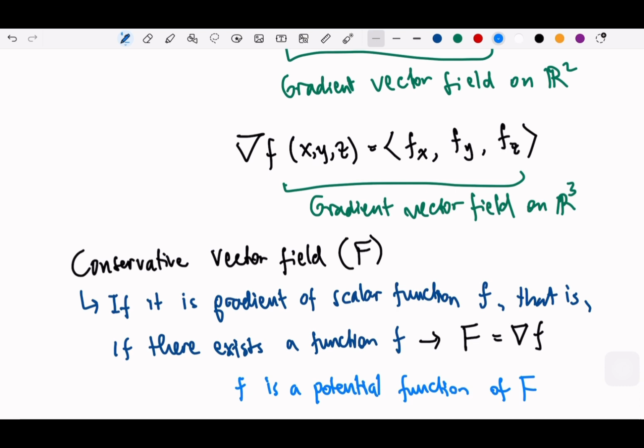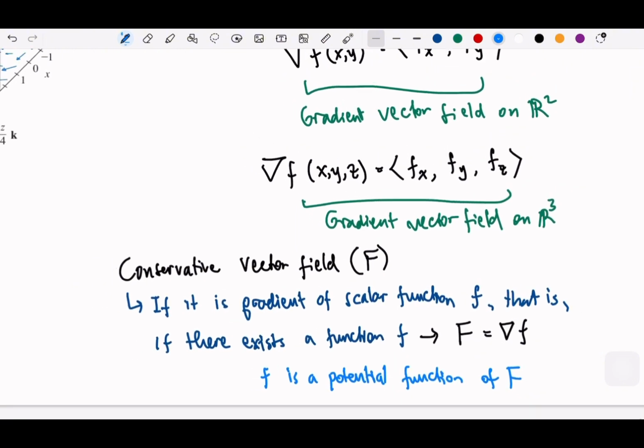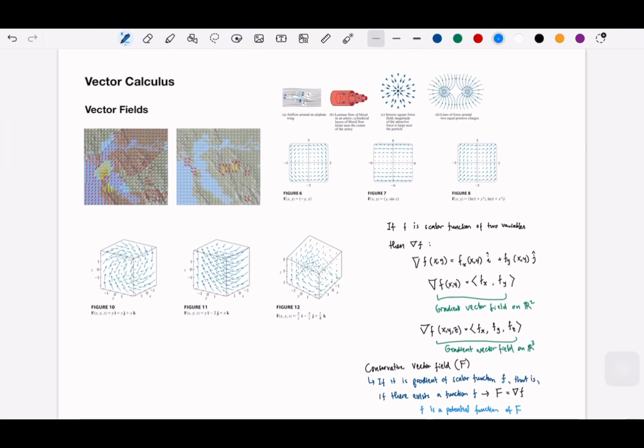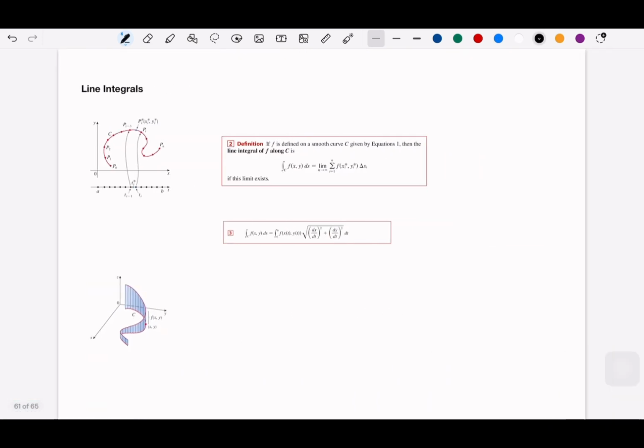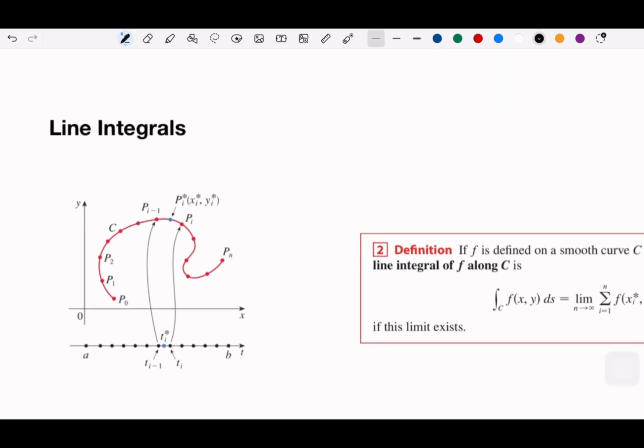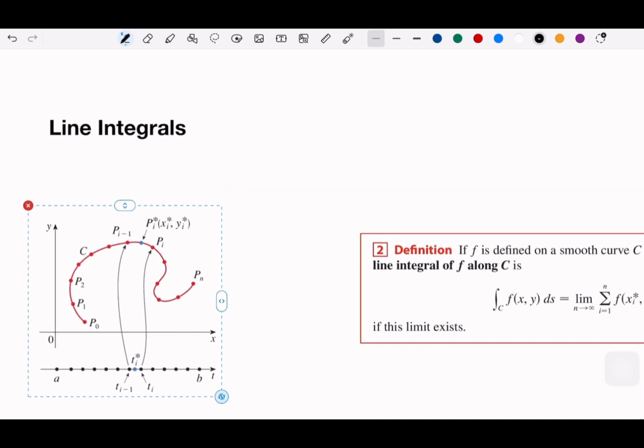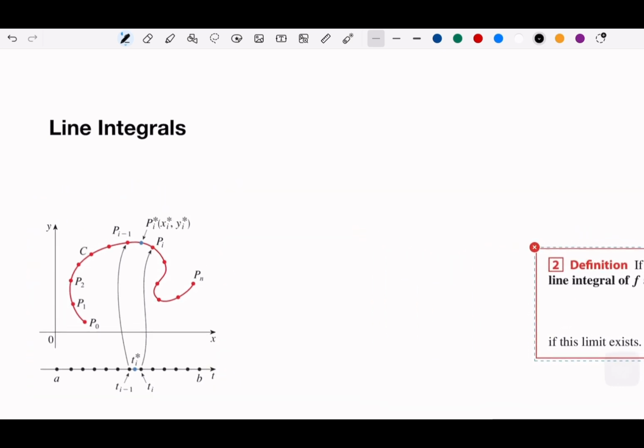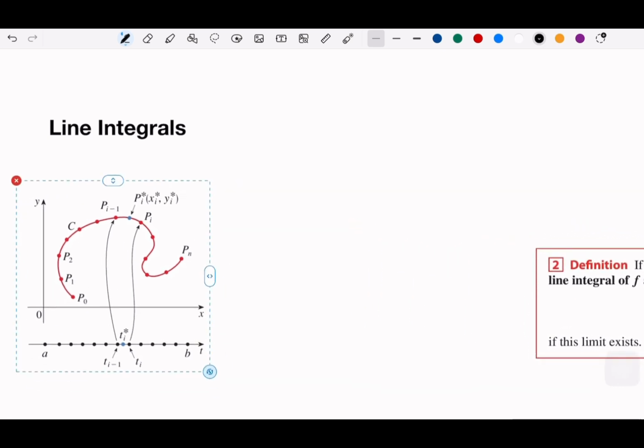Okay, let's start with a definition first from the line integrals. So line integrals. Let's start with this picture before finalizations in the definition. Let's start with this curve C, and this is a parametric curve. Okay? So this is a parametric.